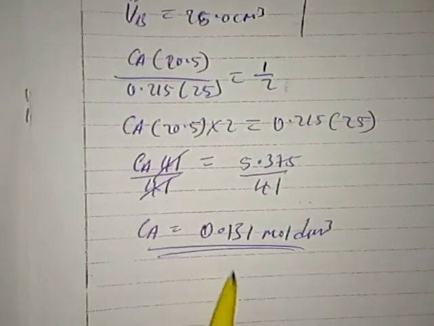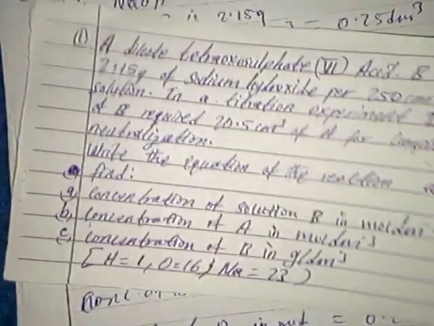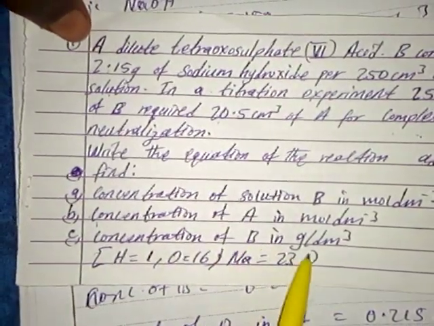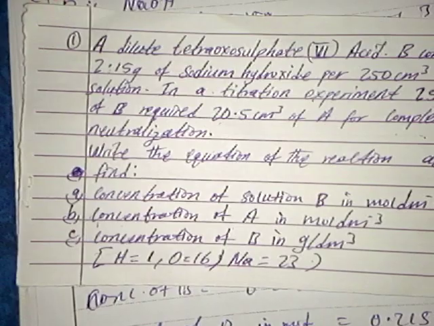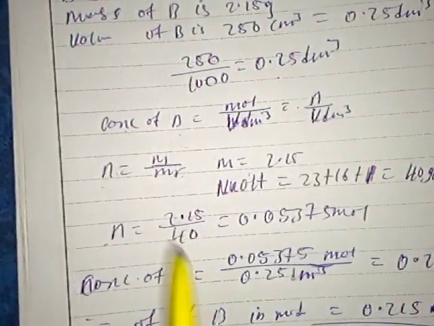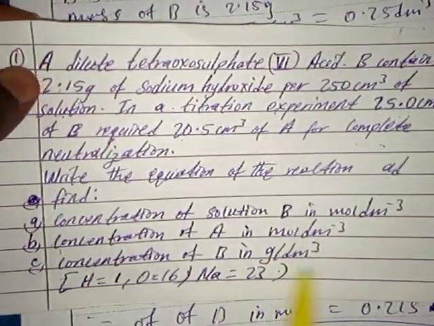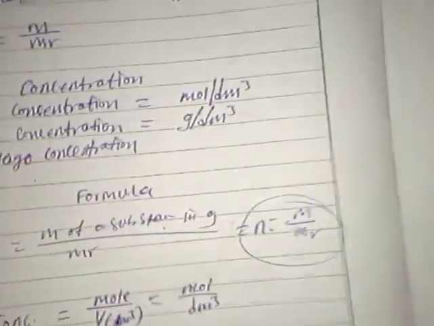Good. Now always learn to leave your answer in 3 decimal places, right? Now let's come and solve the last question, which is the concentration of B in gram per dm cube. That is the mass concentration. What are we going to do? Now let's look at the formula. For B, we have the mole per dm cube, we have the molar mass. So automatically we use this formula.